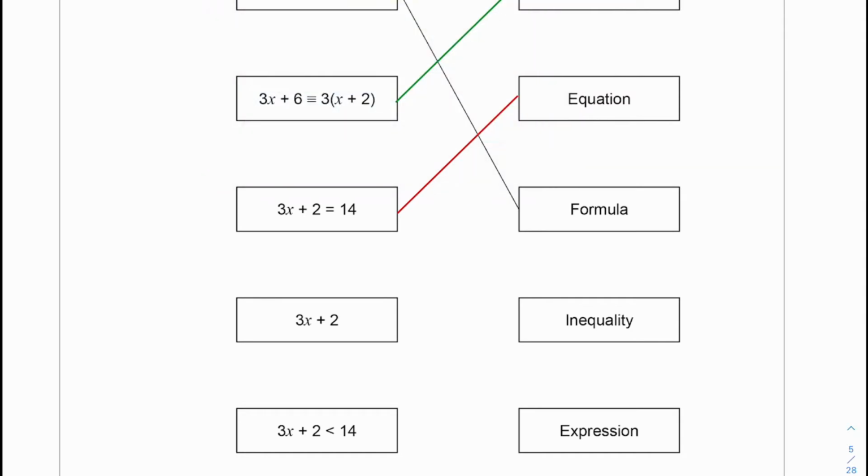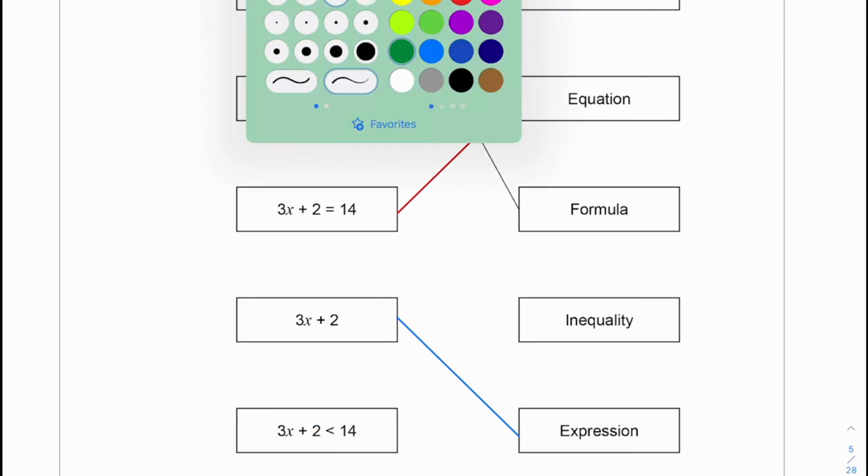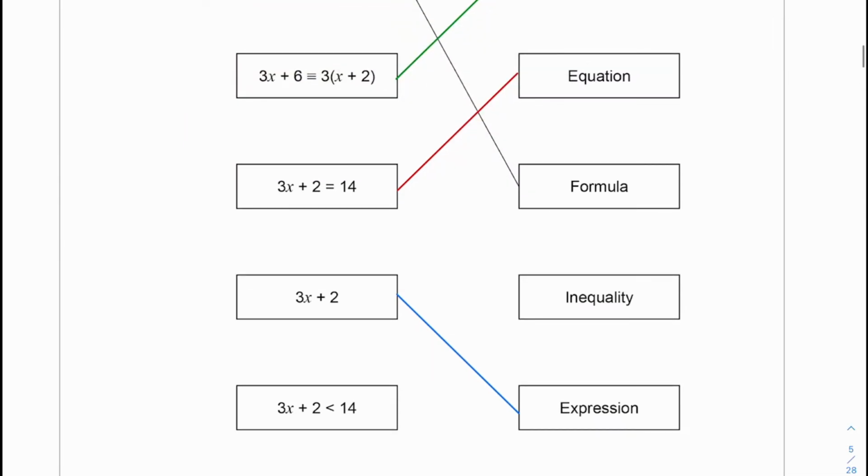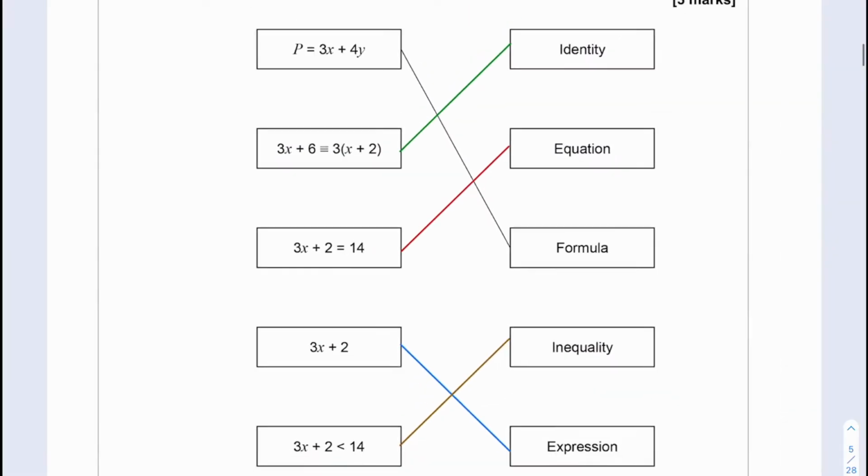Right, moving on to the next one, we've got 3x plus 2 on its own, no equal sign, it's just 3x plus 2. So this is called an expression because we can't solve it, it's simply just a piece of algebra, and we call that an expression. Okay. And then the final one, the key thing is this sign here, it's an inequality sign. So of course the final one here is an inequality, and I'll use brown. So they are all the answers for this question here.